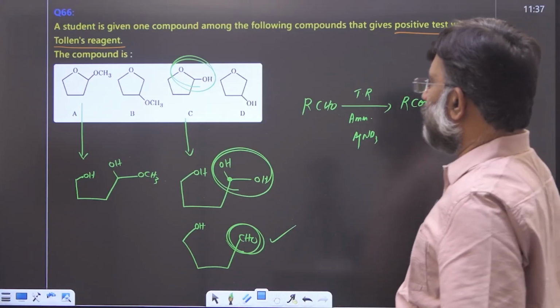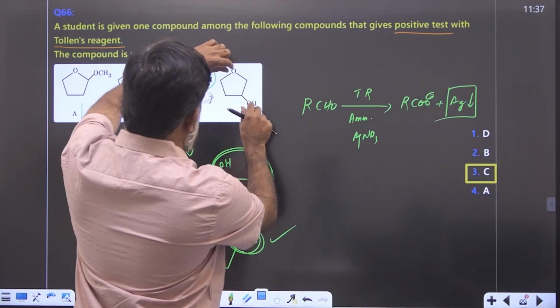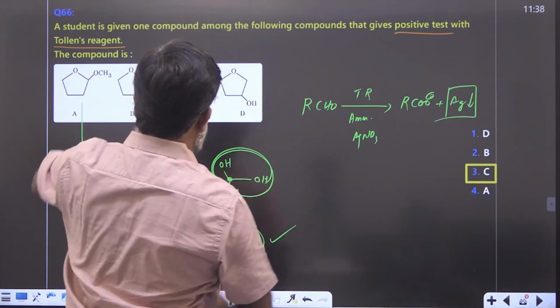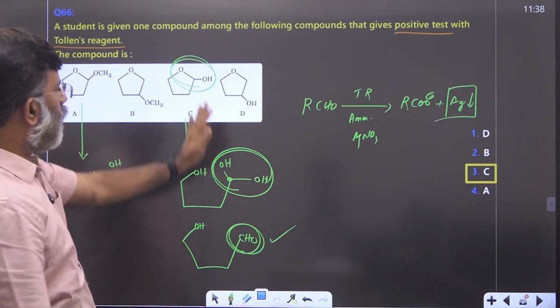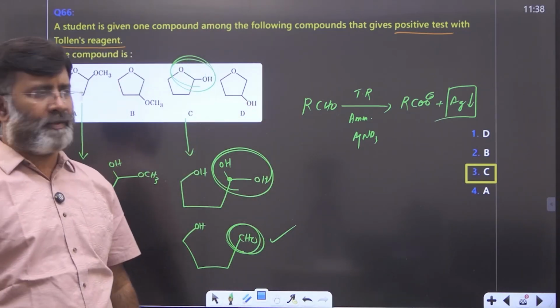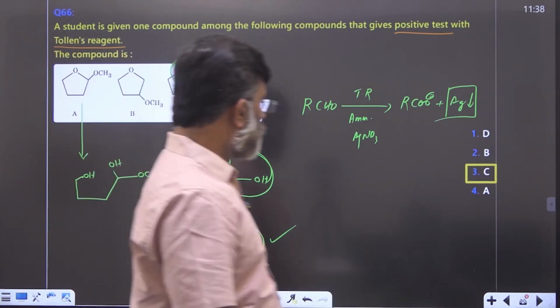What about D? These are not able to give any sort of aldehyde. This also. So it's option C, the correct answer. Okay. Next.